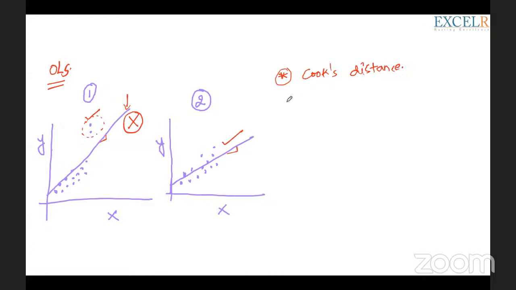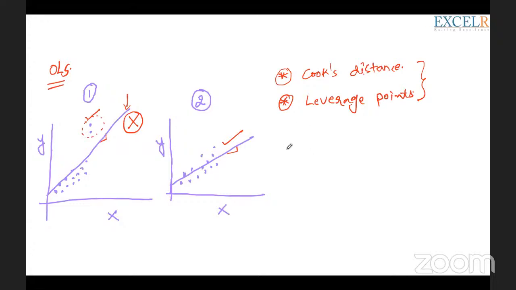Cook's distance. The other one is leverage points. Both give us an idea of whether the data points are far from the mainstream of the data points, or whether they are outliers or influential observations. So both of these give us that idea.